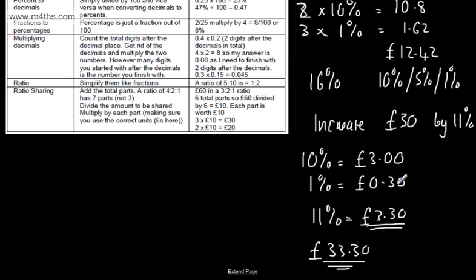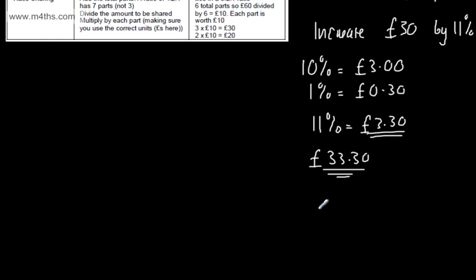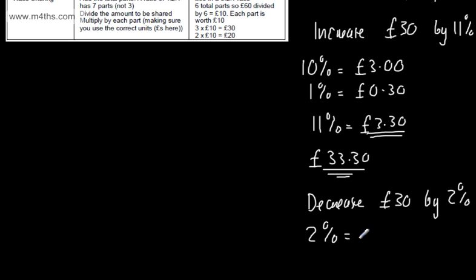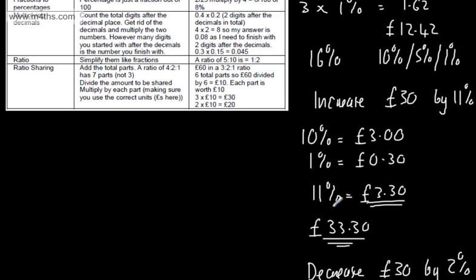If it asks us to decrease, for example, by 2%, let's decrease that. So decrease £30 by 2%. Well, 1% is going to be 0.30, so 2% is going to be 0.60 or 60p, if you like. I'm keeping my units the same, but it's entirely up to you. So our answer is going to be £29.40, as we're subtracting it, we're decreasing it from that value.